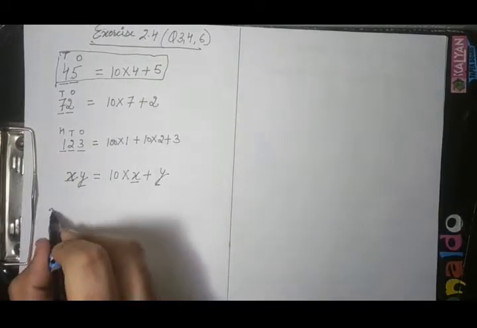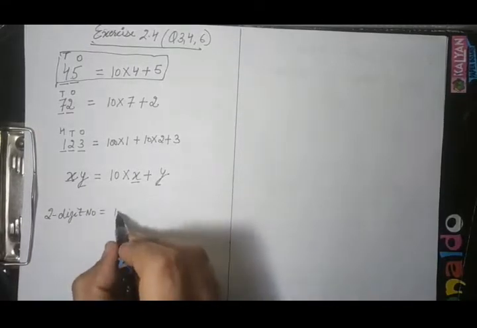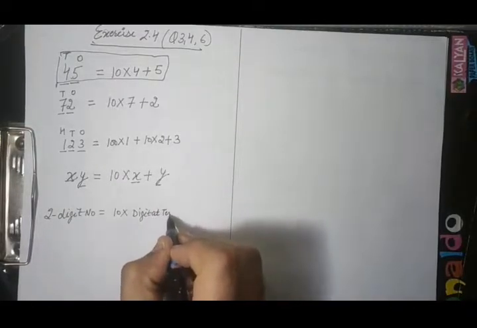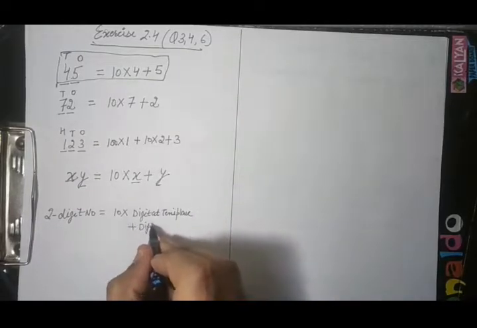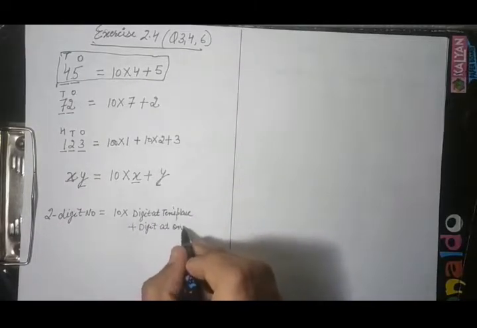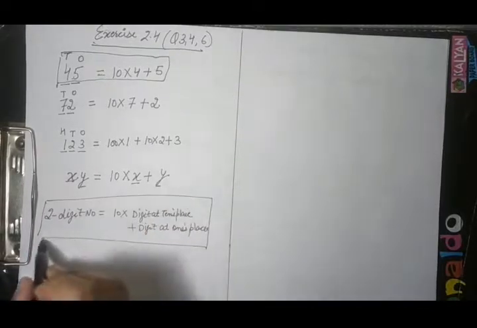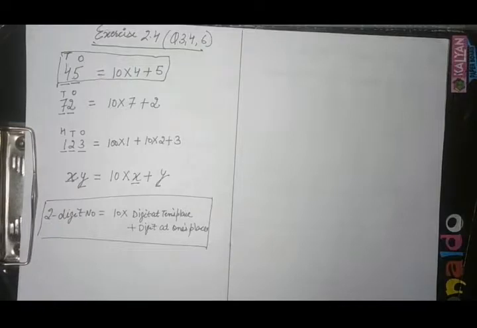Therefore any 2-digit number can be written as 10 into digit at 10's place plus digit at 1's place. So we have to remember this point. Any 2-digit number can be written as 10 into digit at 10's place plus digit at 1's place. So we will use this concept in question number 3 and 4.